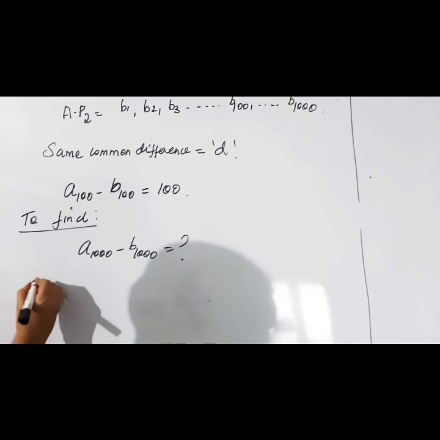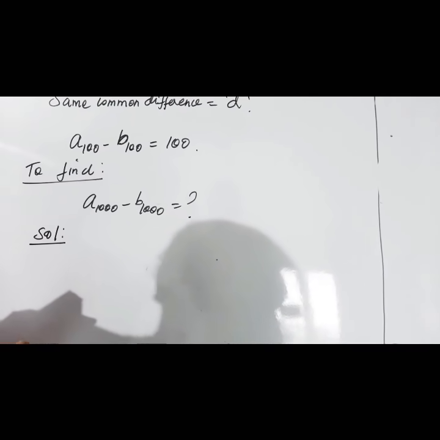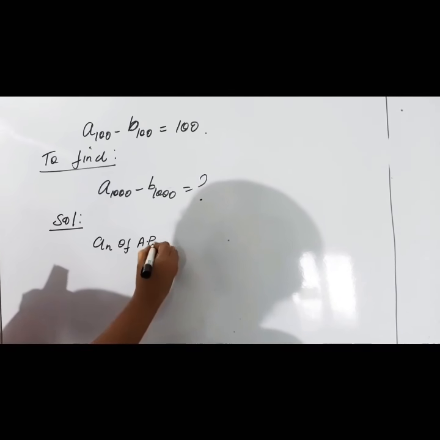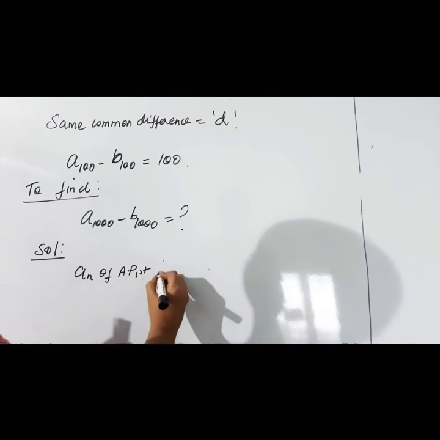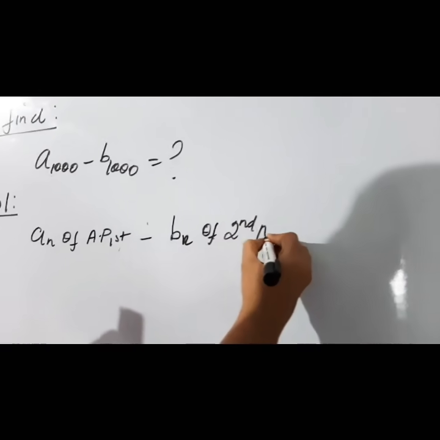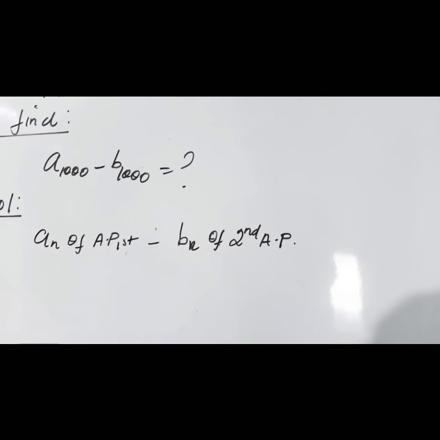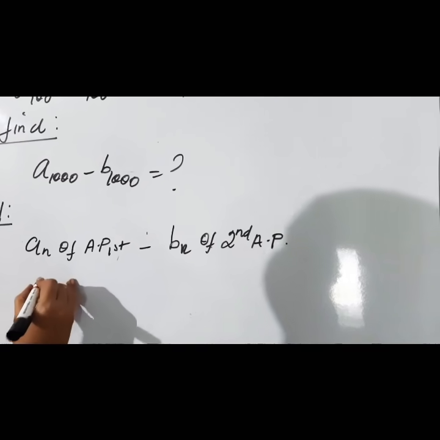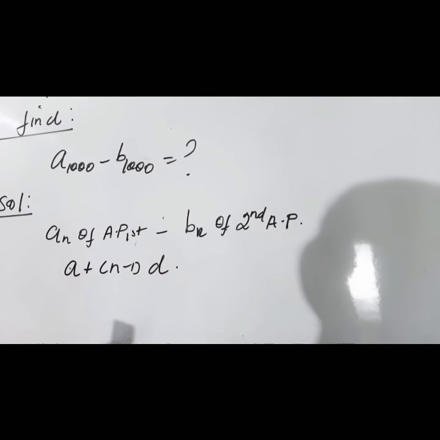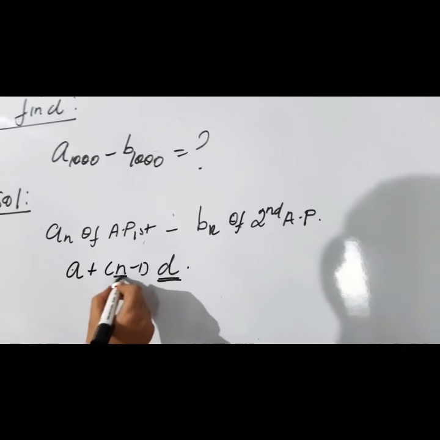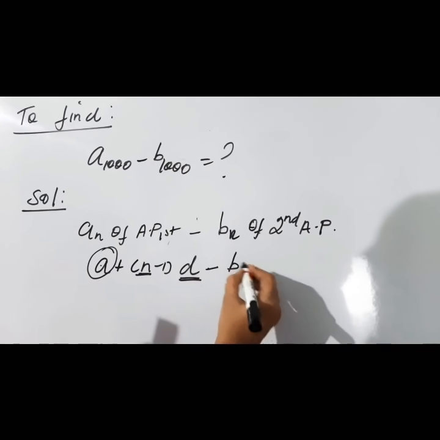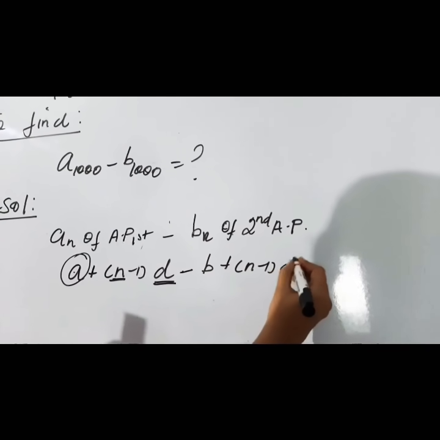So for that, what shall we do? What is the formula we are learning in this exercise? That is an. Let us take an of the first AP, and let us subtract the nth term of your second AP. What is an of the first AP? A plus n minus 1 into d. Because common difference is same and the number of the term is also same, only A and B differ. Minus B plus n minus 1 into D.